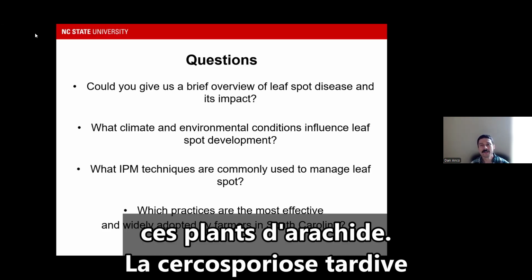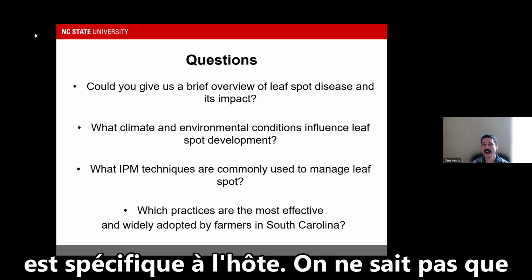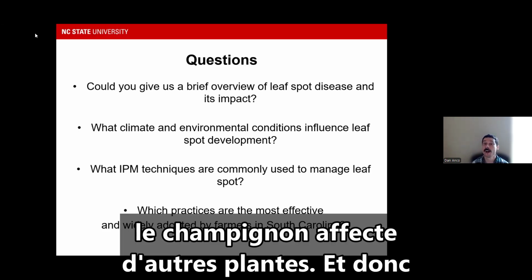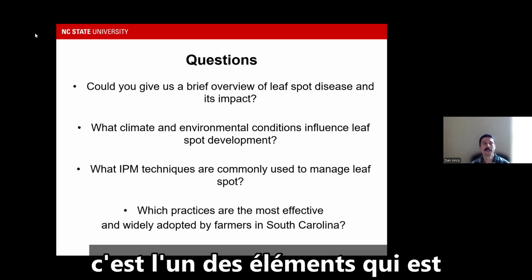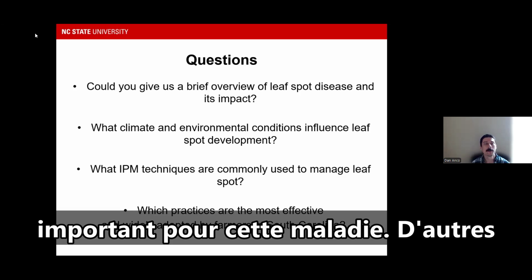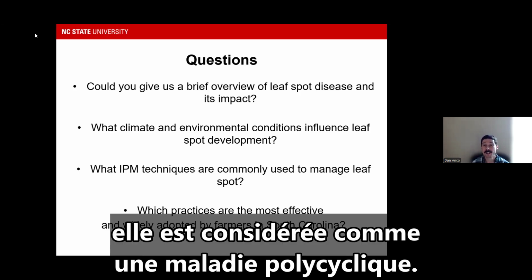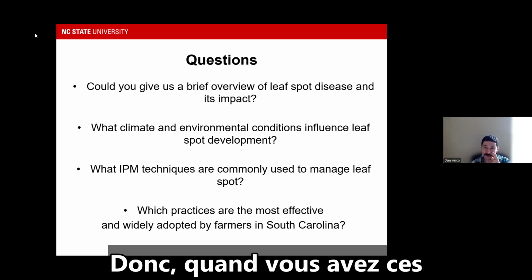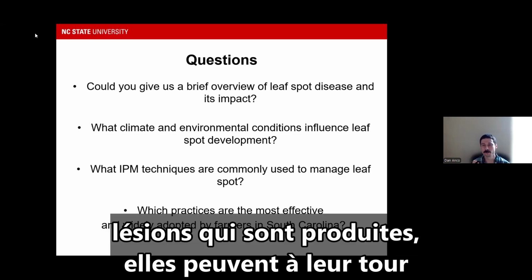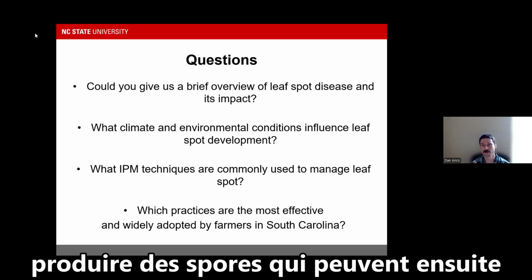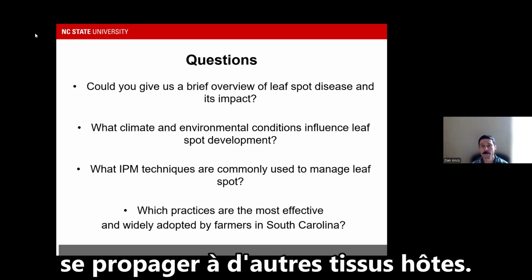Late leaf spot is host specific. It is not known that the fungus affects other plants. And so that's one of the things that is important for this disease. Other items related to its disease biology, it's considered a polycyclic disease. And so when you have those lesions that are produced, then those in turn can produce spores that can then spread to other host tissues.